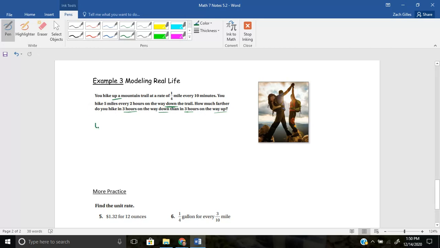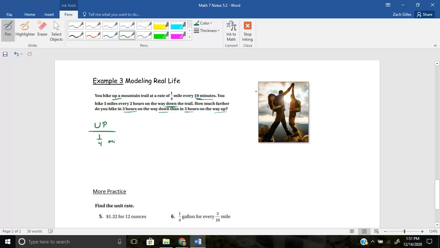And we're going to compare that going up versus going down. Okay, so let's look at going up. I know that I can go 1/4 of a mile in 10 minutes.